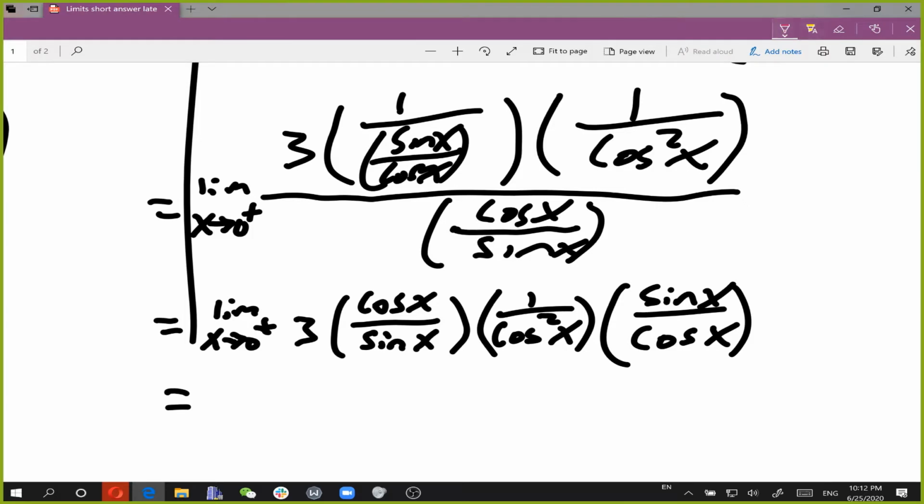So Kyle, I'm going to start with you. What can cancel? Cosine, the first cosine, sine, and sine over cosine. Okay, cosine, sine, sine, cosine. Okay, so that leaves me with 3 over cosine squared. And then Niall, what is the cosine at 0? If I plug in 0 plus a little bit right now. Yes, what's the cosine at 0?